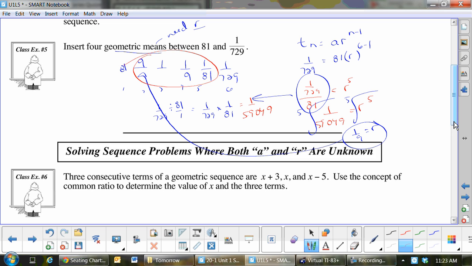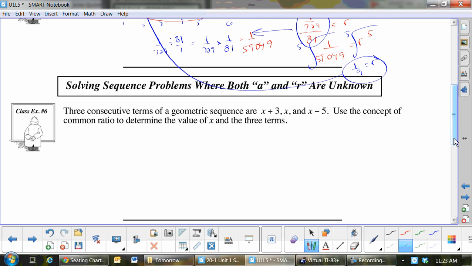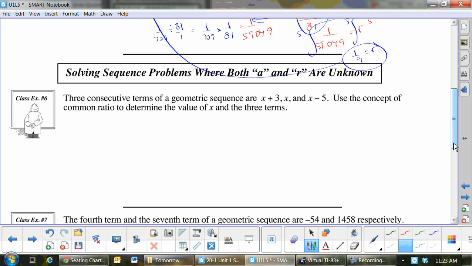Okay? You want to keep moving here because I want to get these 2 examples done and give you time to work in class. Now again, we had this when we did arithmetic. We had 3 consecutive terms, term 1, term 2, and term 3. I want you to think back to arithmetic. Can anybody tell me what you know about term 1, term 2, and term 3? What do you know?